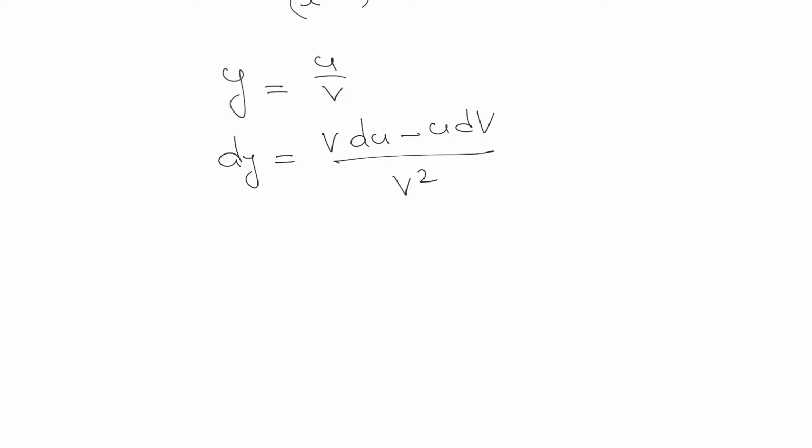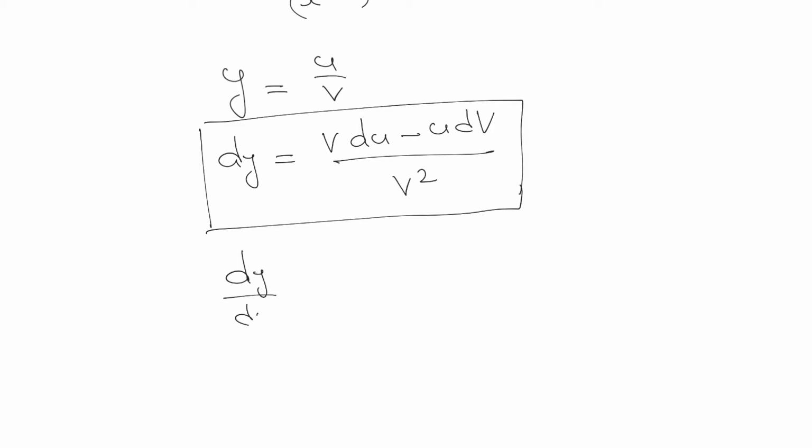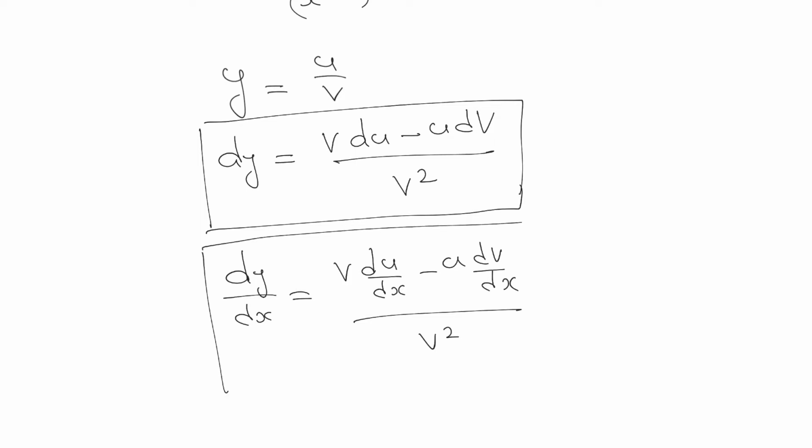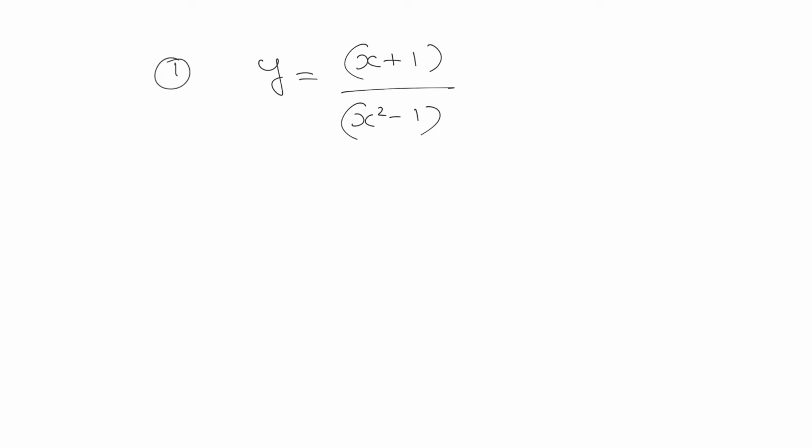So this is the way we find the value of the differentiation of y if it is in the form of one function divided by another function. Or if you'd like to find the value of dy/dx, we can write this will be equal to (v du/dx − u dv/dx) divided by v². So just remember this equation for the quotient rule. Whenever it is one function by another function, we should use this equation. I will discuss some examples so that you will come to know how we use this quotient rule of differentiation.